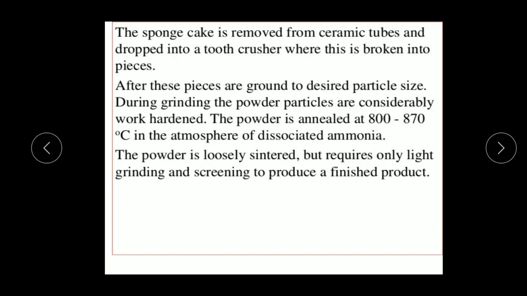The powder is annealed at 800 to 870 degrees Celsius in an atmosphere of dissociated ammonia. The powder is loosely sintered but requires only a light grinding and screening to produce a finished product.